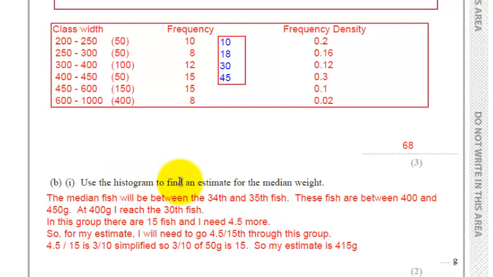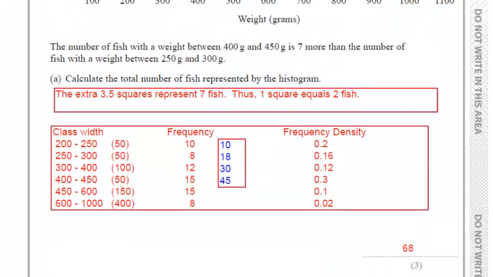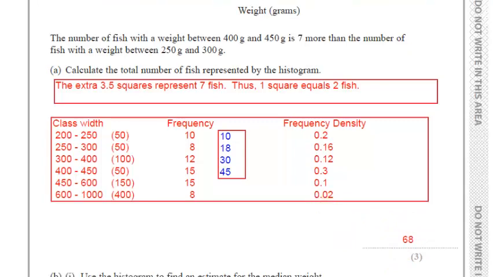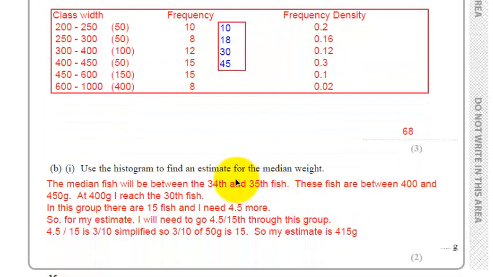Part B, Part 1. Use the histogram to find an estimate for the median weight. And I put the work up here because there is a little bit of work involved here. Now, we know there are 68 fish. Therefore, the middle fish is 68 plus 1 divided by 2. So that's going to be the 34th and a half fish. Now, obviously you can't have half a fish, so we're looking at between the 34th and 35th fish.